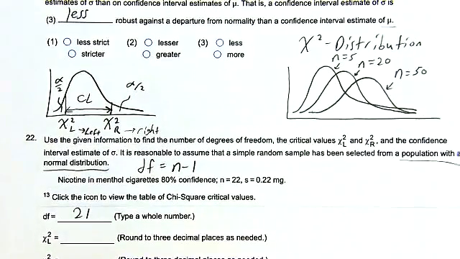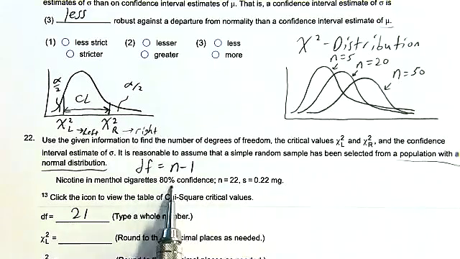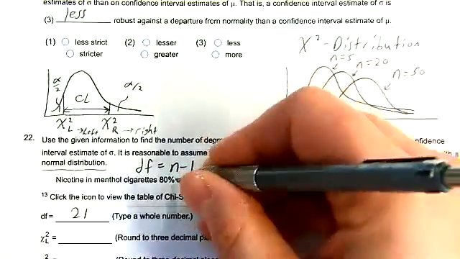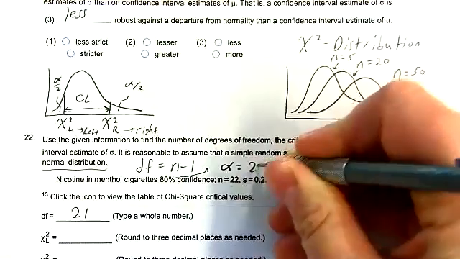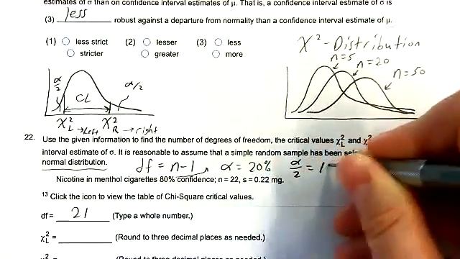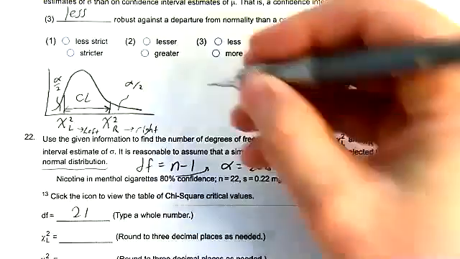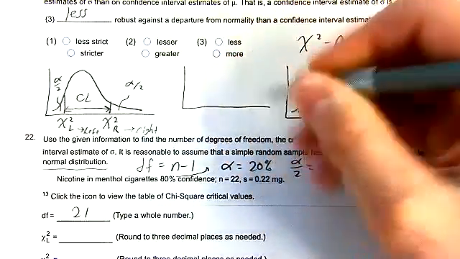So for our problem here, we want to be 80% confident right here. So 80% confident would mean alpha, the amount we're not confident, is 20%. And alpha over 2 is 10%. And so let's draw the specific picture for this problem.